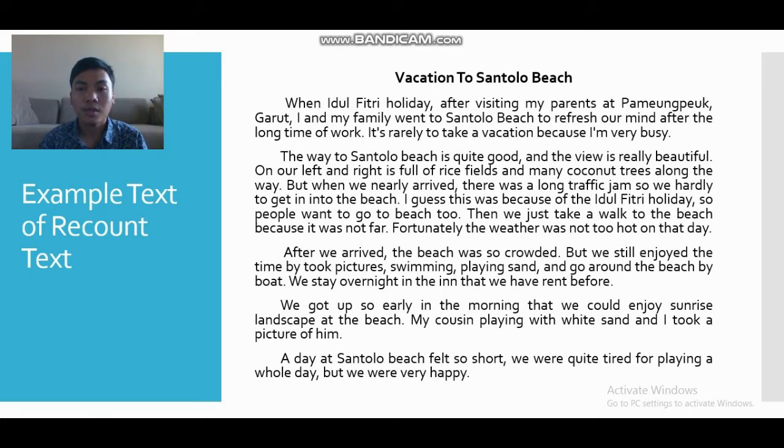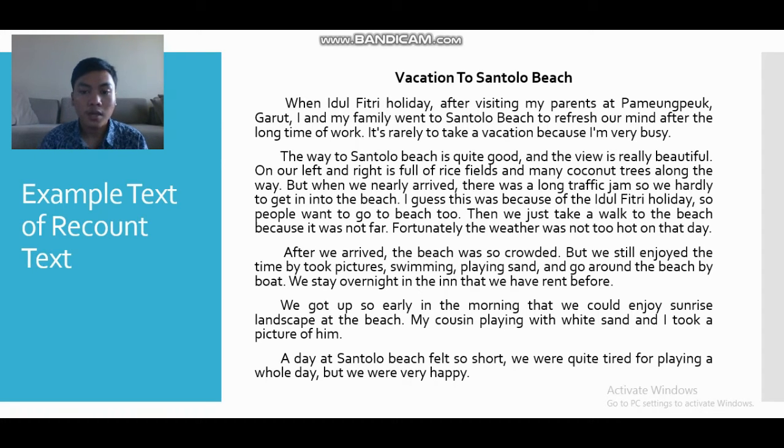But when we nearly arrived, there was a long traffic jam, so we could hardly get into the beach. I guess this was because of the Idul Fitri holiday, so people wanted to go to the beach too. Then we just took a walk to the beach because it was not far. Fortunately, the weather was not too hot that day. After we arrived, the beach was so crowded, but we still enjoyed the time by taking pictures, swimming, playing in the sand, and going around the beach by boat.